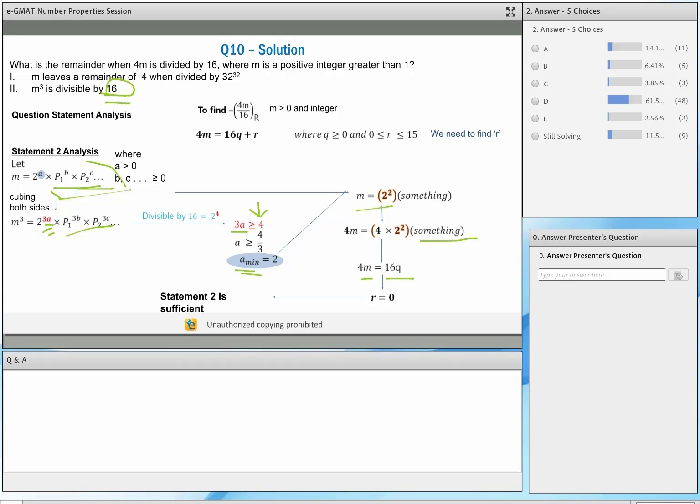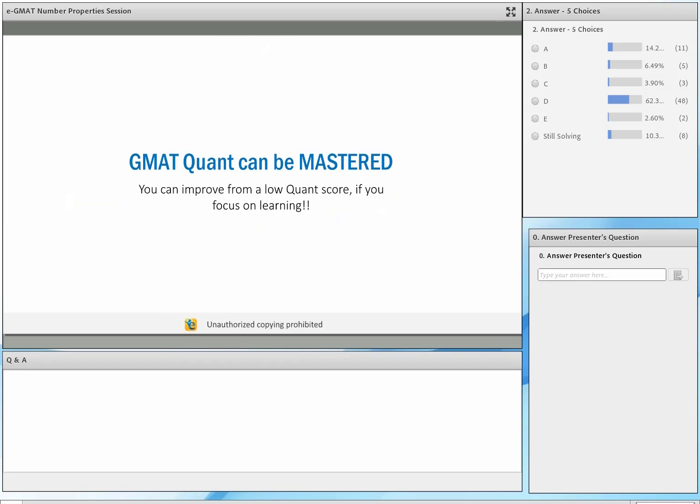Why did we consider m to be an even number? Again, that's an inference that I'm drawing based on the fact that m cubed is divisible by 16. 16 is an even number. So if m cubed is divisible by 16, this means that m is also an even number, right? So I'm drawing that inference. That's a process skill that I'm applying over here. Okay. All right. So the correct answer here is choice D.